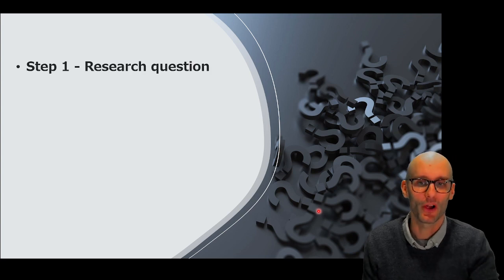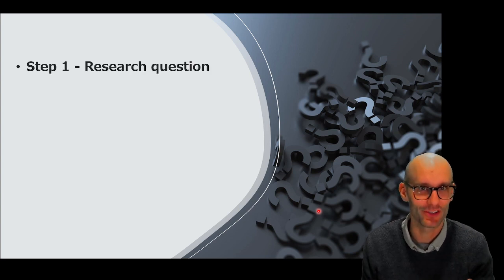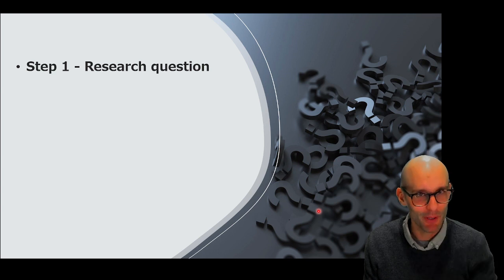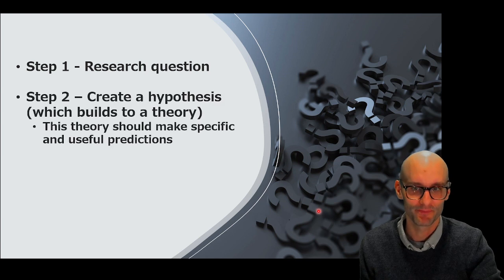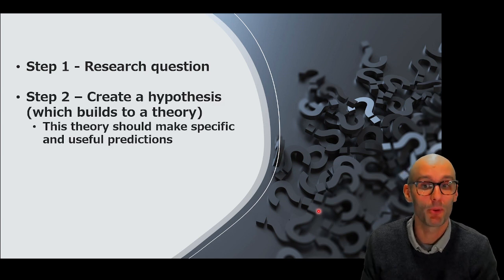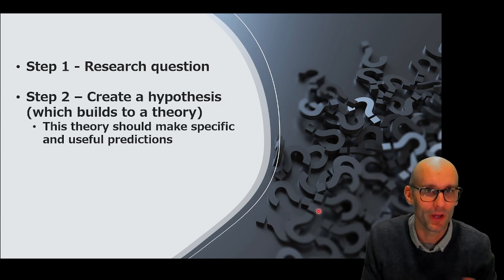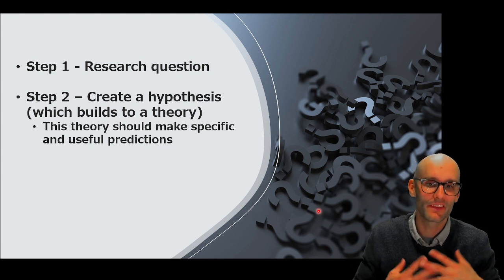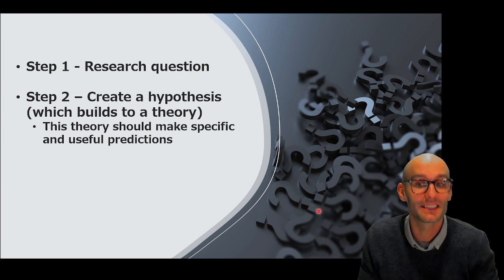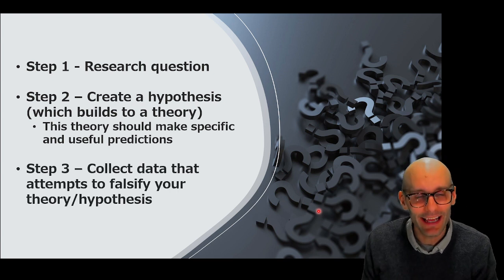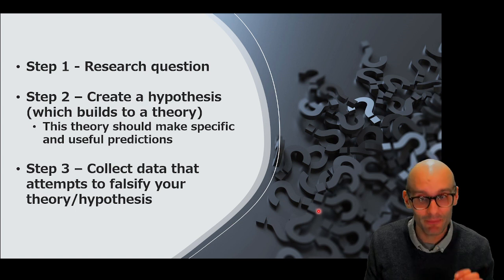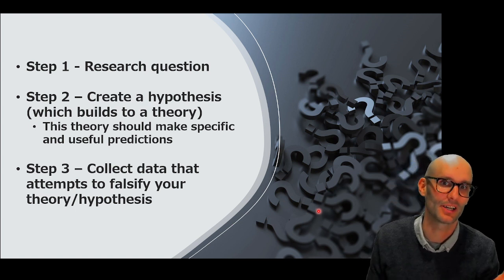Okay. So here we go. Step 1, develop your research question. We talked about that. It should build off the existing literature and the existing momentum of the literature and take that next step to acquire knowledge. We need to create a hypothesis, which builds into a theory as more evidence supports it. And this theory or hypothesis should make specific and useful predictions about the world. Step 3, collect data, and this is important, that attempts to falsify your theory or hypothesis, right?